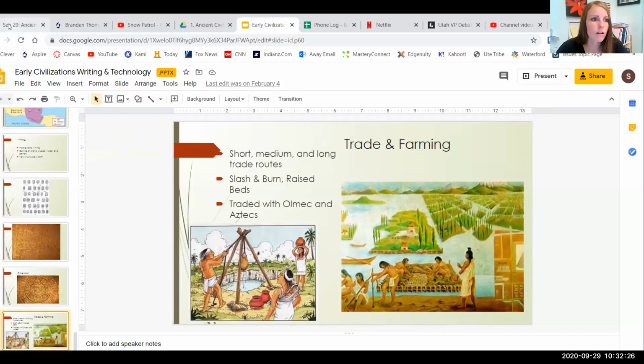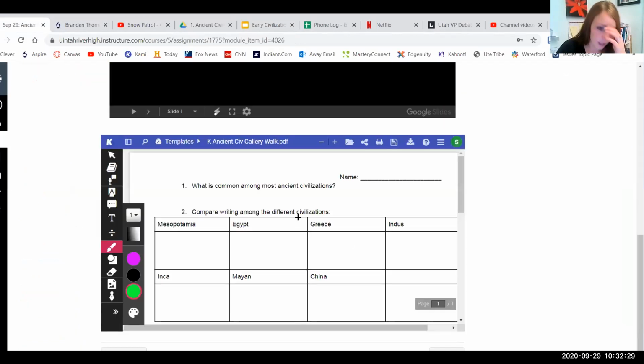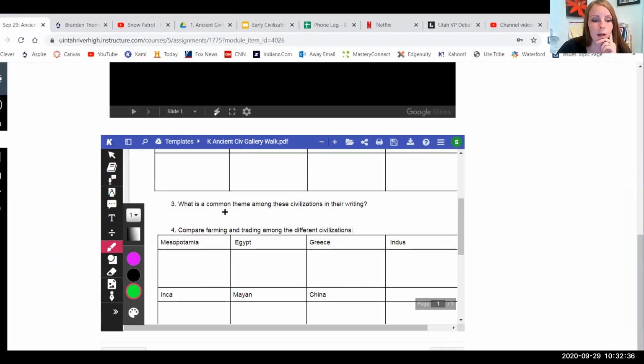Okay, so going back to this assignment real quick. We answered that one. You should have all of these filled out in those boxes. What is a common theme among these civilizations in their writing? You could write that they use shapes, or that they are carving on either clay or papyrus plant. That's another thing that's common. Or that the first writing was used to keep track of things. It wasn't just to tell stories, it was to keep track of things. That's how it began in those societies. So you can write that for a common theme.